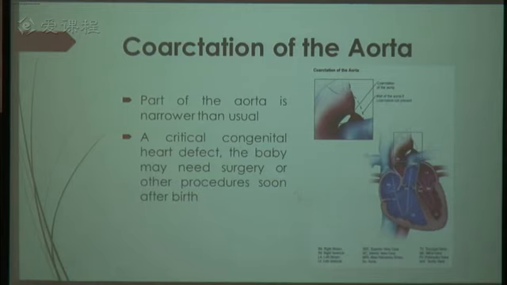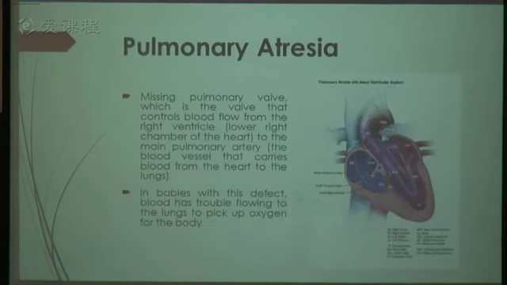And the second type of congenital heart defect I want to talk about is pulmonary atresia, so related to the lung. This basically is a type of tube here, PV. So this basically means it's missing a PV, which is a pulmonary valve. This valve controls blood flow from the right ventricle to the main pulmonary artery and back to the lung.